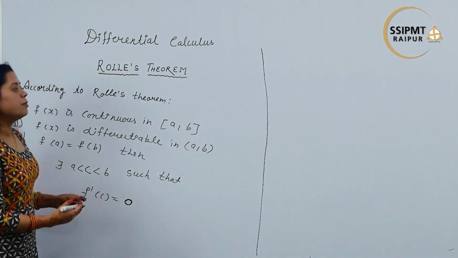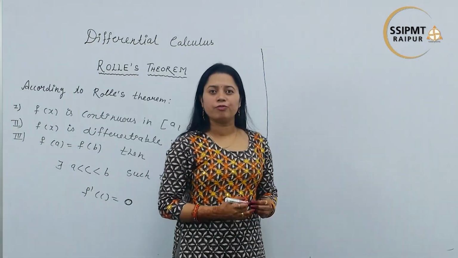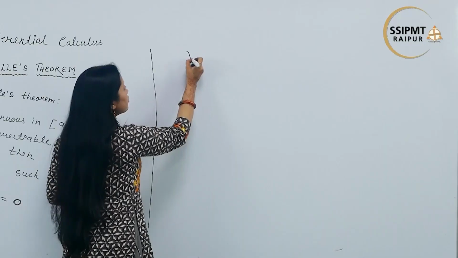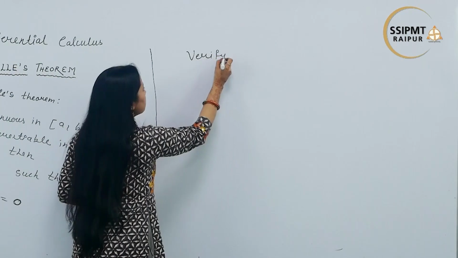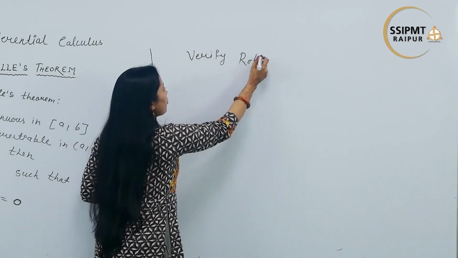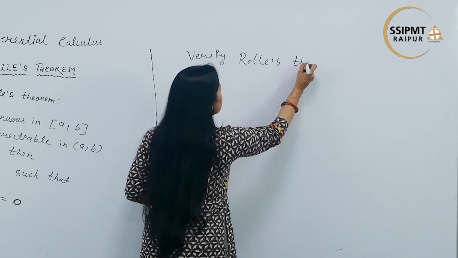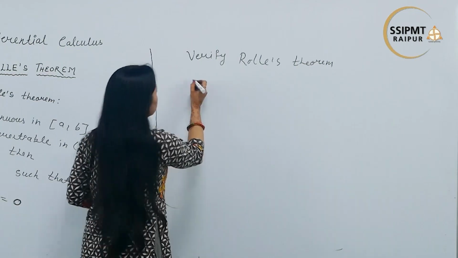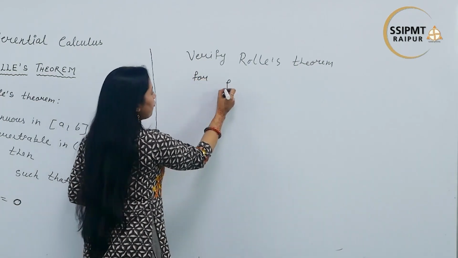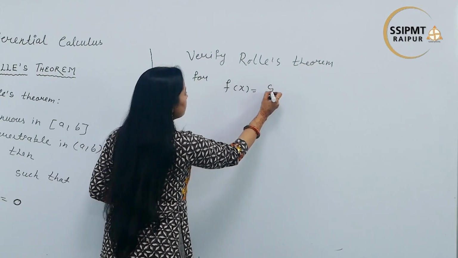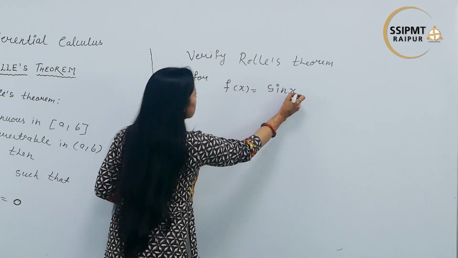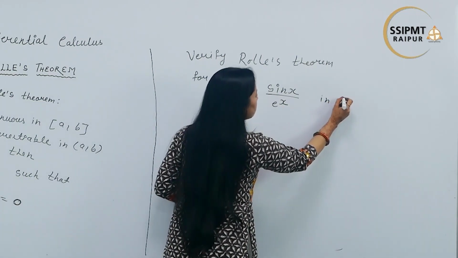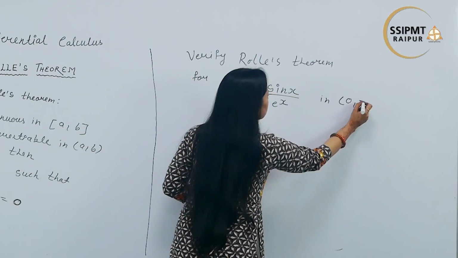So by an example I will show you how we can verify Rolle's theorem. So I am taking an example. Verify Rolle's theorem for f(x) is equal to sin x upon e to the power x in the interval 0 to pi.